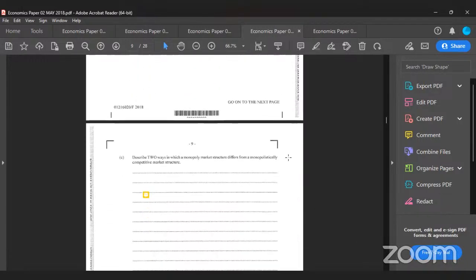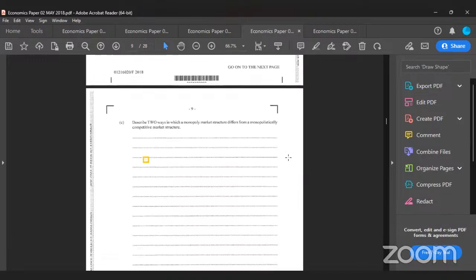Describe 2 ways in which a monopoly market structure differs from a monopolistically competitive market structure. Guys, as you realize, this is the same question that we did a while ago. But we will reiterate, because by repeating stuff, that is how it gets stuck in the mind.